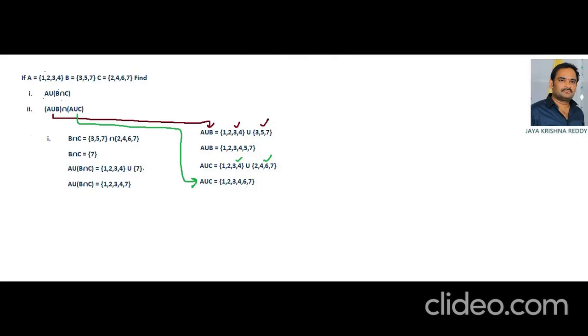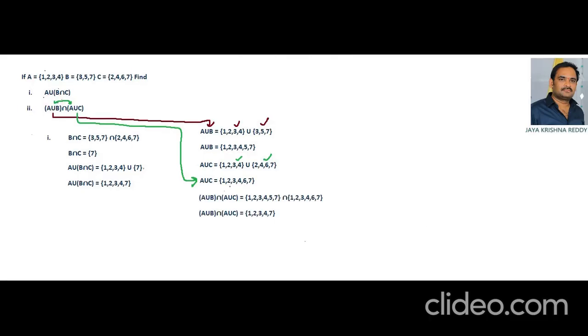Next we have to do the intersection of these two sets, A union B intersection A union C. This means first you have to write the elements of A union B, and next you have to write the elements of A union C, and you have to do the intersection of these two sets, meaning the common elements of these two sets. Intersection means the common elements are 1, 2, 3, 4 and 7.